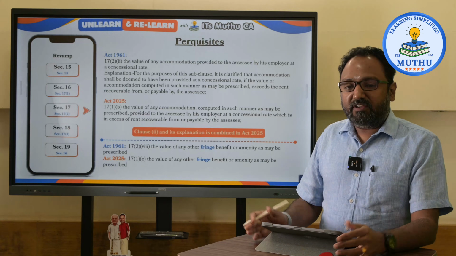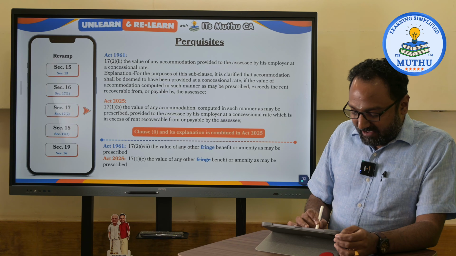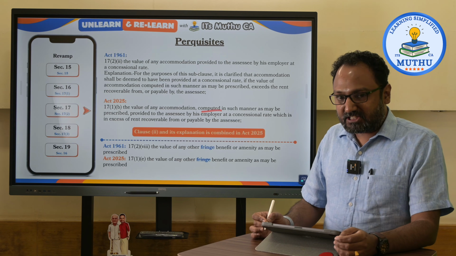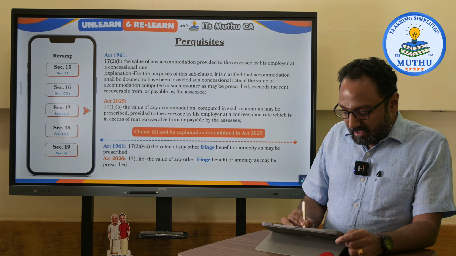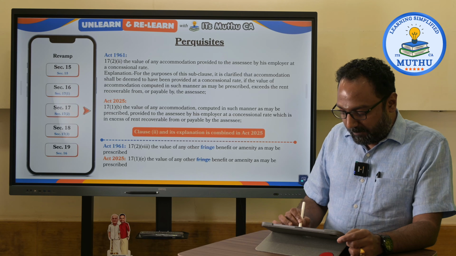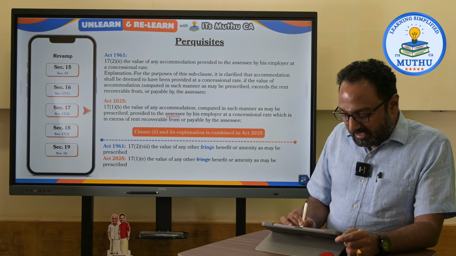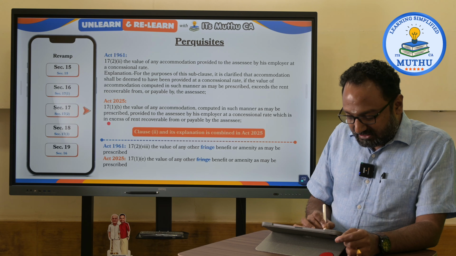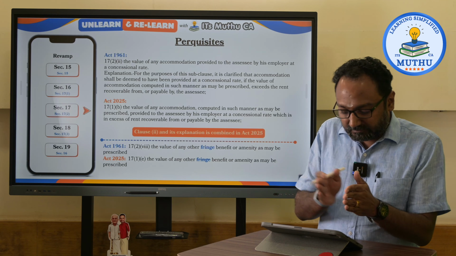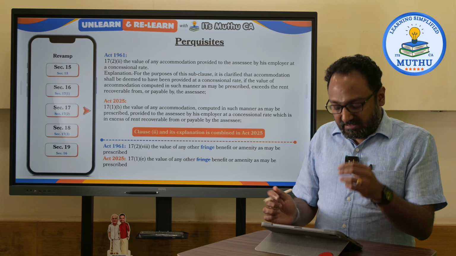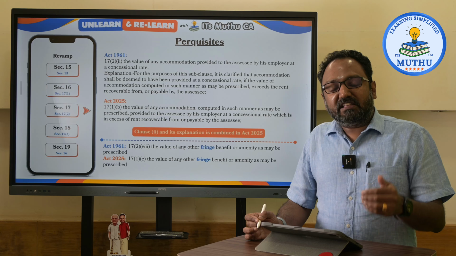Now, Act 2025 combines this and makes it simple. Let's see what it is. The value of any accommodation computed in such manner, that is rule 15 right now. In the Income Tax Rules 2026, perquisite valuation is covered under rule 15. So computed in such manner as may be prescribed, provided to the assessee by his employer at a concessional rate, which is in excess of rent recoverable from or payable by the assessee. So now the explanation and the clause are merged as 17(1)(b). So 17(1) lists all the perquisites.